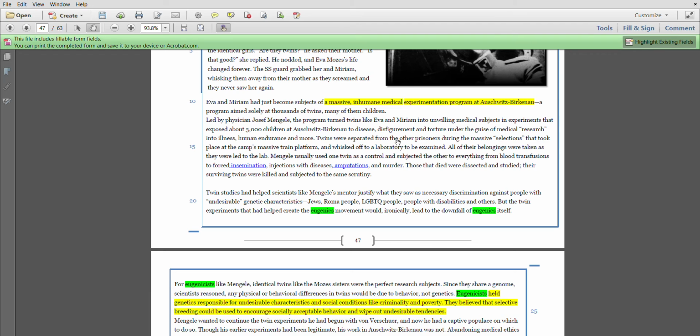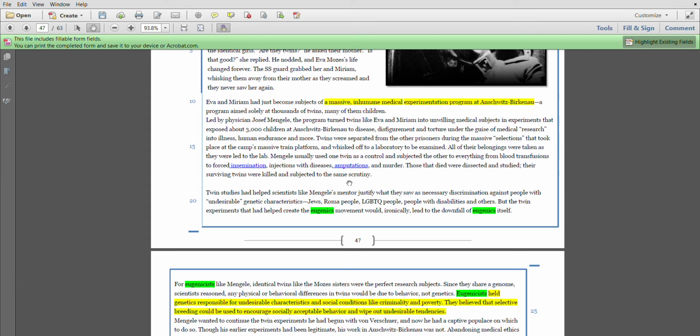Twins were separated from other prisoners during the massive selections that took place at the camp's massive train platform and whisked off to a laboratory to be examined. All of their belongings were taken as they were led to the lab. Mengele usually used one twin as a control and subject, and the other for everything from blood transfusions to forced insemination, injections and disease, amputations and murder. Those that died were dissected and studied. Their surviving twins were killed and subjected to the same scrutiny.